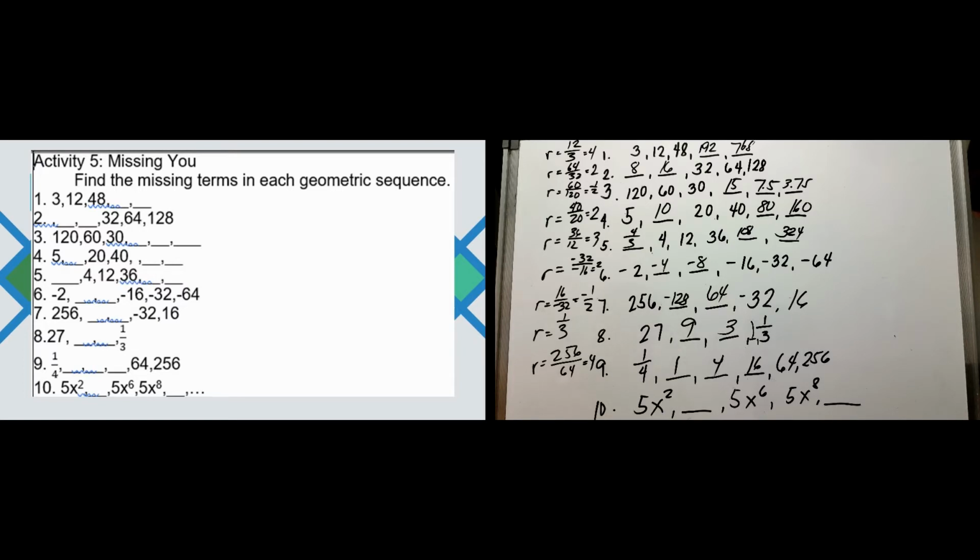So, for number 10, your common ratio in here will be 5x to the 8th over 5x to the 6th, which will give you x squared. So, 5x squared times x squared is 5x to the 4th. 5x to the 8th power times x squared is 5x to the 10th power.